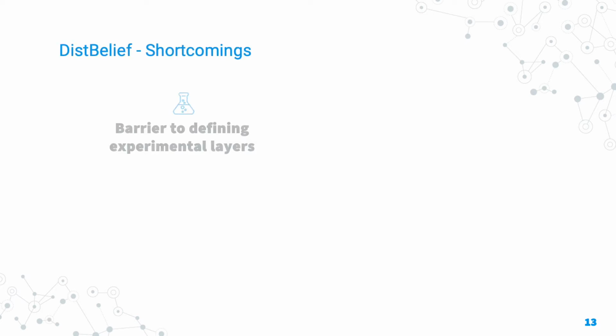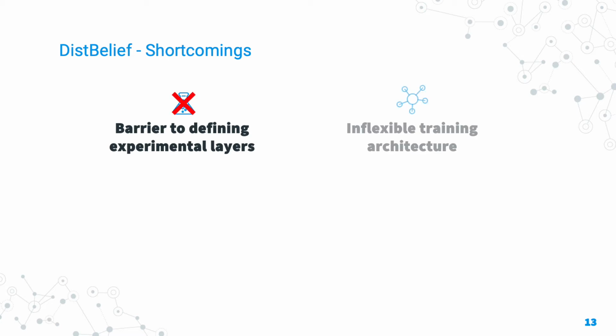And so in order to understand why TensorFlow was developed, let's talk about the shortcomings of DistBelief, the predecessor. So one of the first ones was that there was a barrier to defining experimental layers. So the layers in DistBelief were implemented in C++, and therefore a lot of the developers who only knew Python couldn't develop new experimental layers.